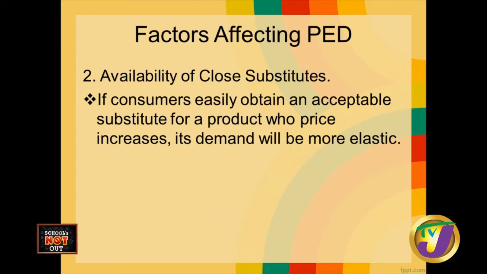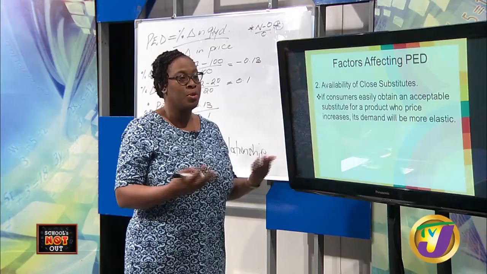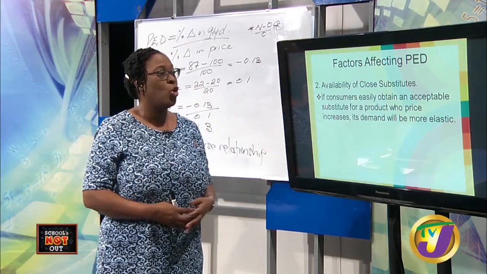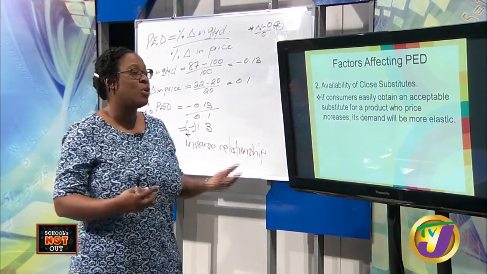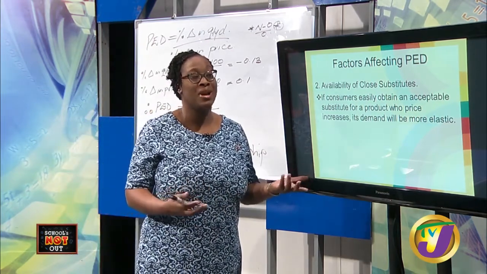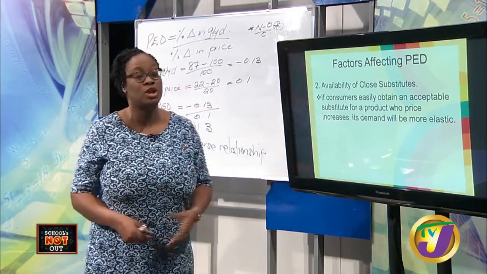The second factor is the availability of close substitutes. It says here that if consumers can easily obtain an acceptable substitute for a product whose price increases, the demand is more elastic. As I said to you before, with the example of the butter, if you can't afford Anchor butter, there are other substitutes. So the demand for Anchor butter, you'll find that it is more elastic because they are close substitutes.